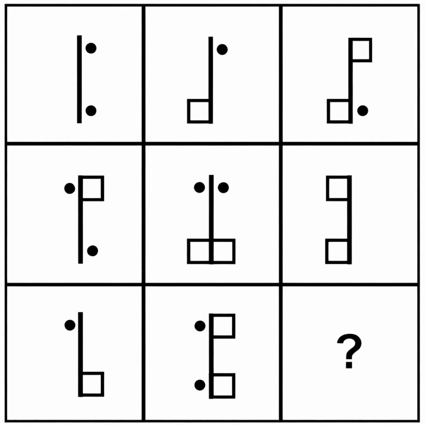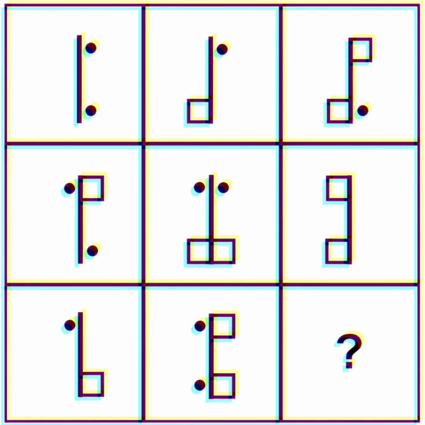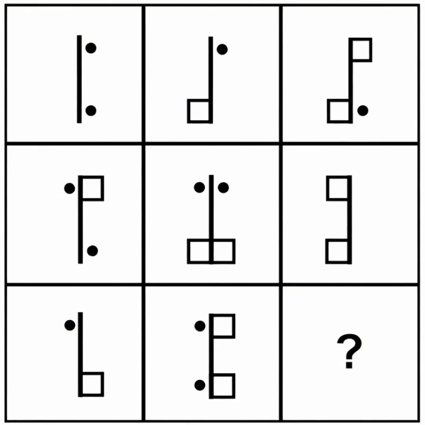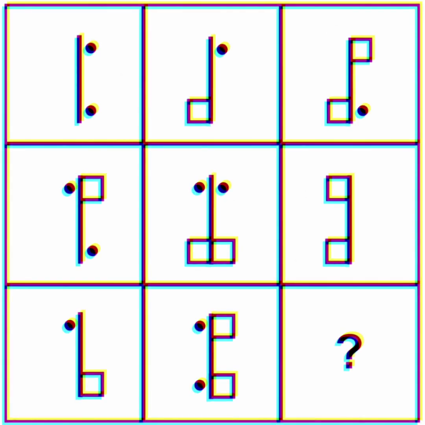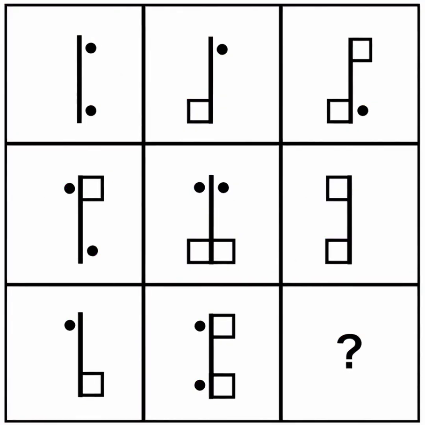Now look at the second row. Again, the first two images contain dots and squares in different positions. The third image combines these elements and balances them around the center of the vertical line. The structure becomes more symmetrical. Once you understand this rule, the final row becomes easier to analyze.